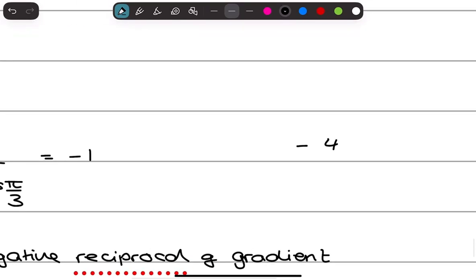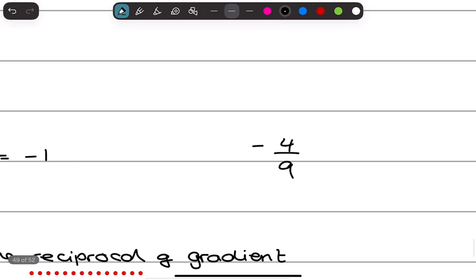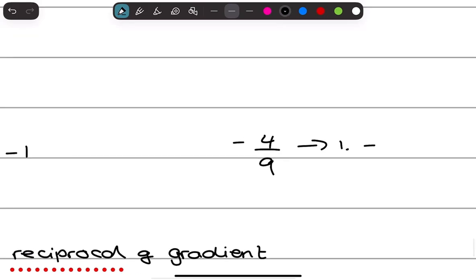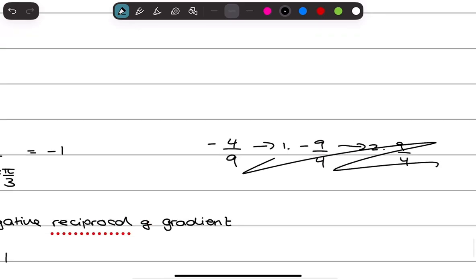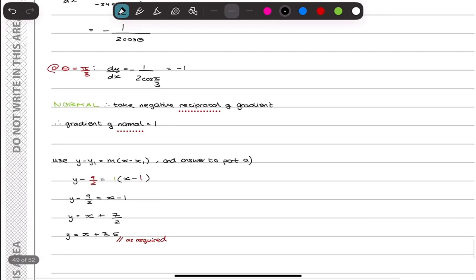If I have minus 4/9, the negative reciprocal, we'd first flip it to get minus 9/4, and then we'd take the positive of that because we're doing the negative reciprocal, and two negatives make a positive. So this would just be 9/4. That's just a quick example, but make sure you remember to do that.